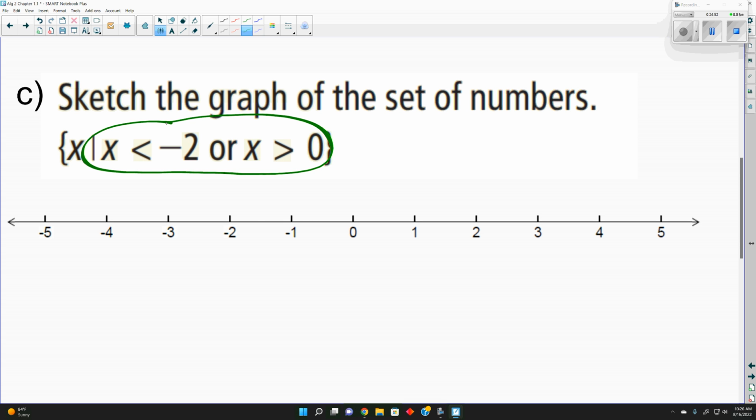So our two main focus points for this here are where? -2 and 0. Are either one of these included? No, so we don't shade either one. Now at -2, we say what? x is less than -2, yes? Less than -2. So we would shade this way here. Questions on this so far?